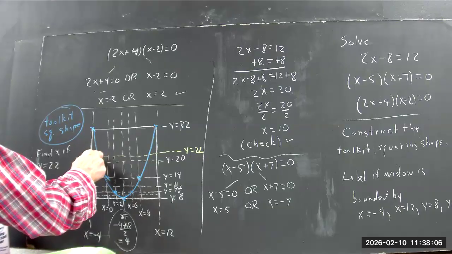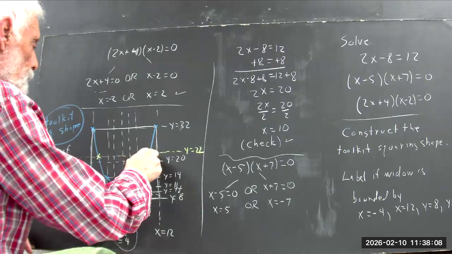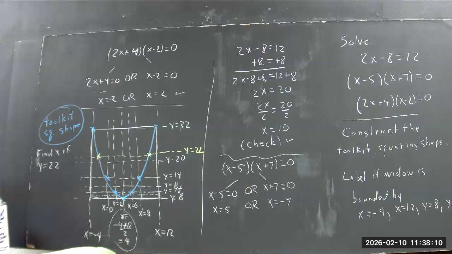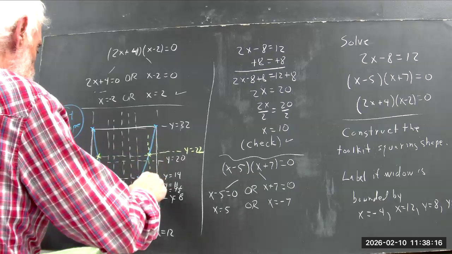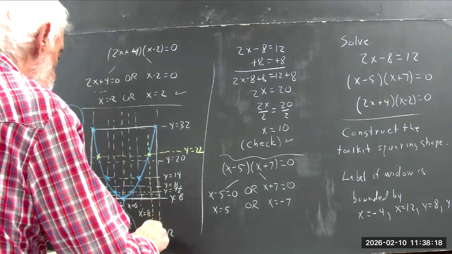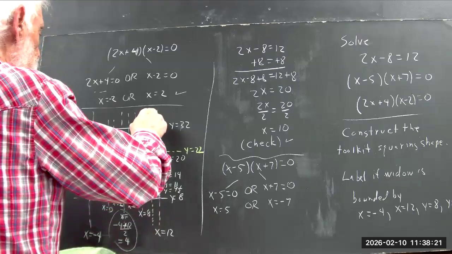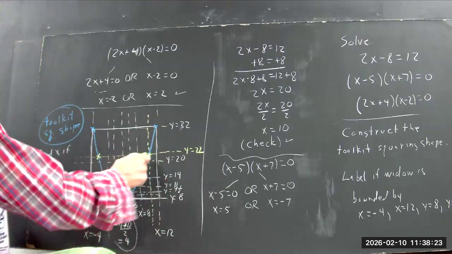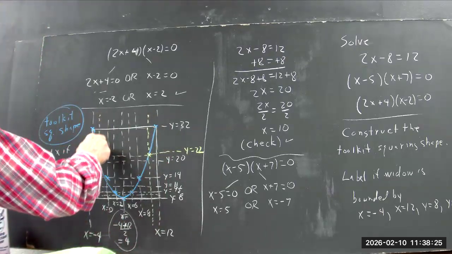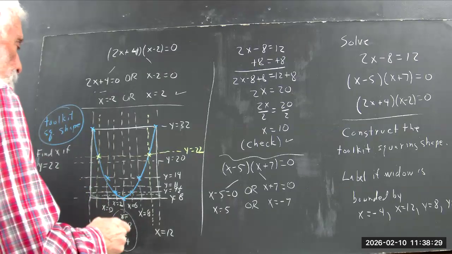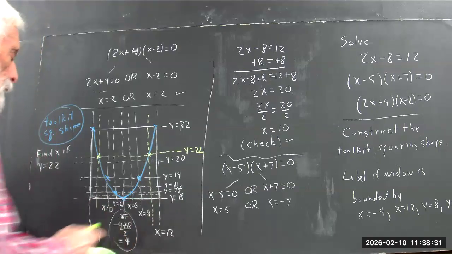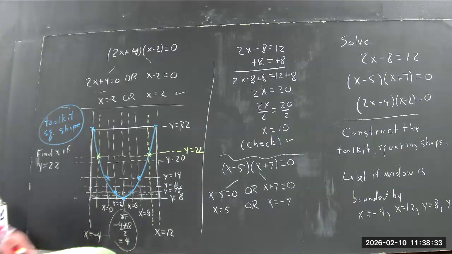And I notice where the line crosses the curve. And then I draw a vertical line to this point and to this point. And I estimate the x coordinate.